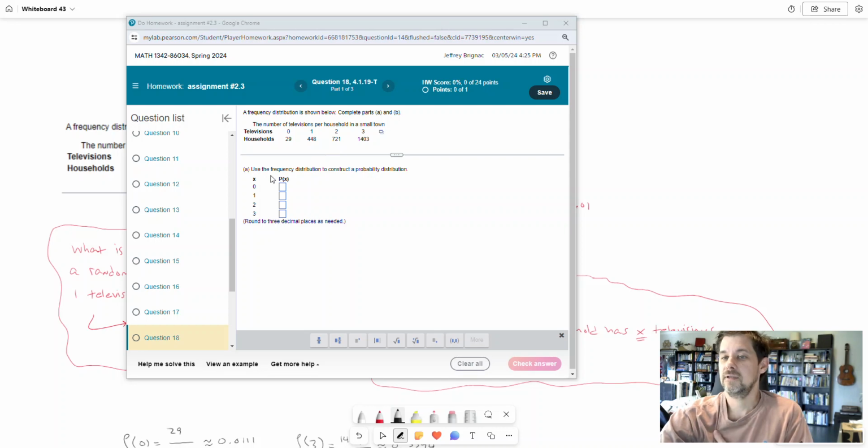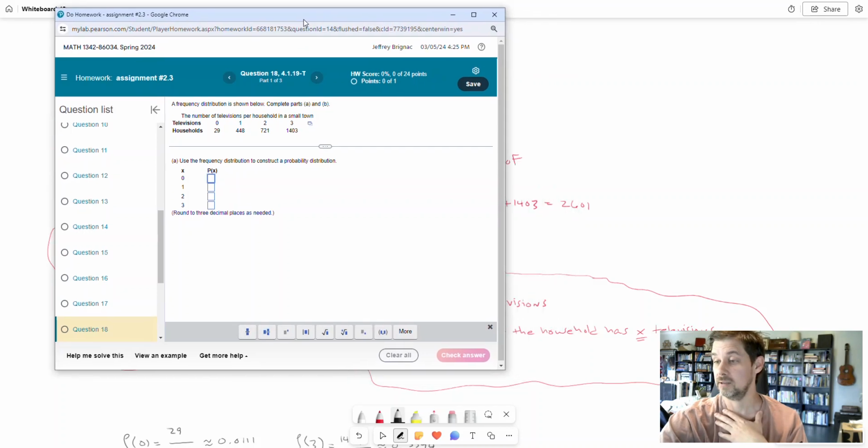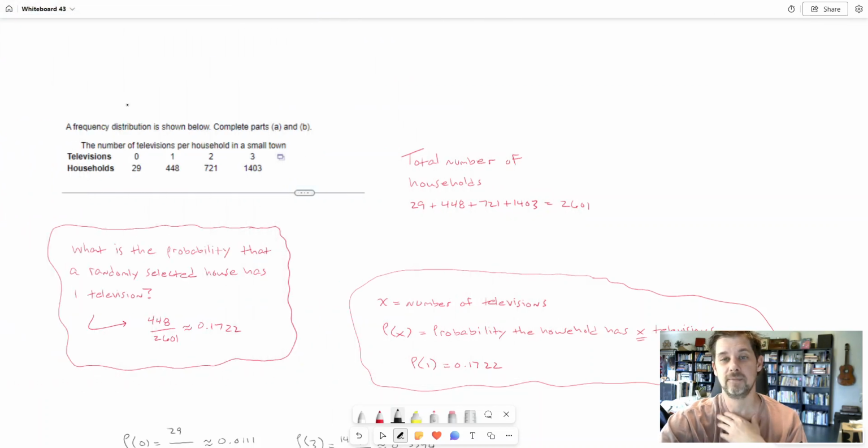And then it says, use this information to construct a probability distribution. And I do think that makes it sound like a more complicated question than this really is. So let's talk about how to do it.